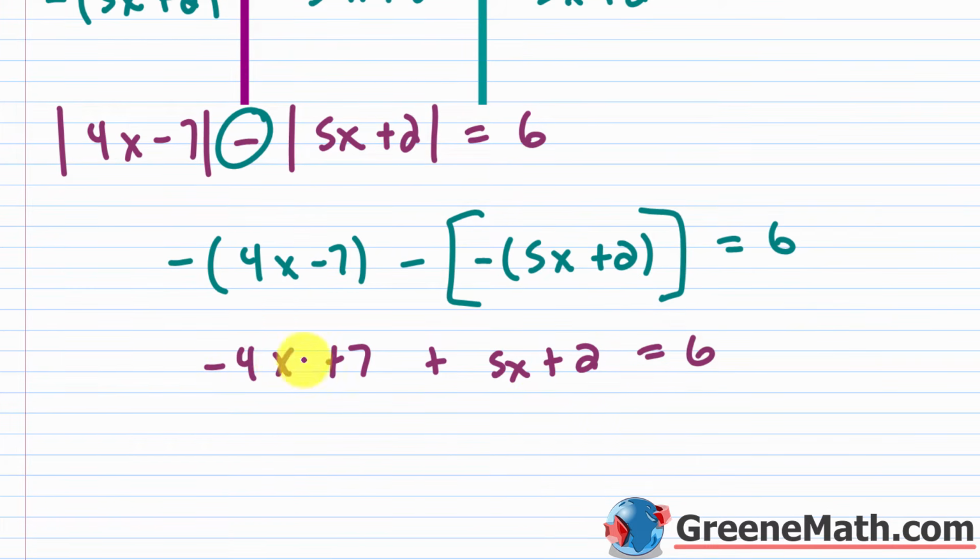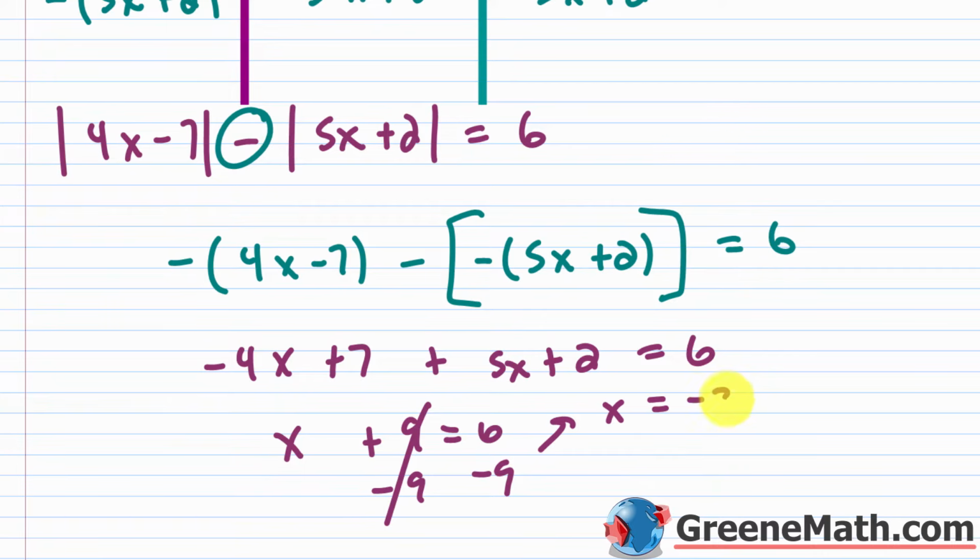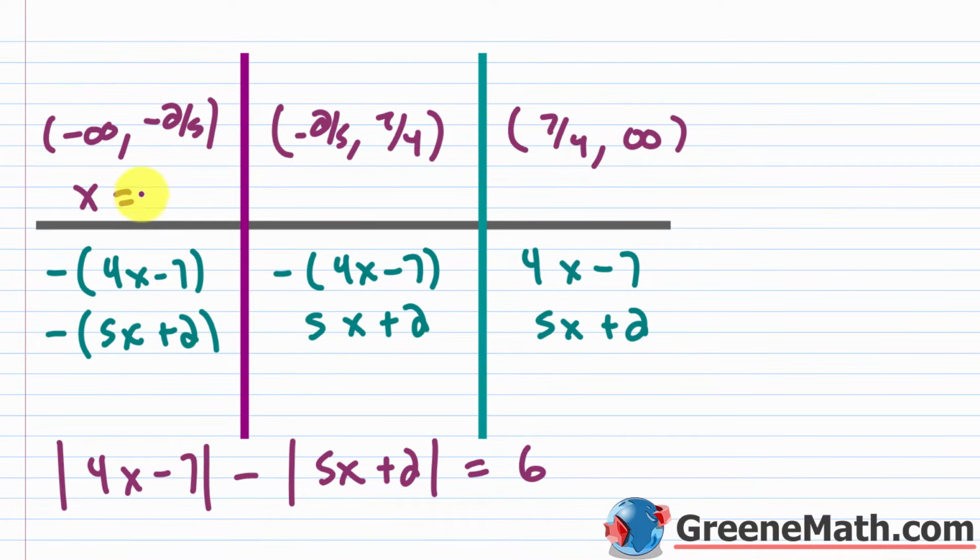Okay, so negative 4x plus 5x is just x, and then 7 plus 2 is 9, so plus 9, and this equals 6. Let's subtract 9 away from each side. We'll cancel this and say that x is equal to 6 minus 9, which is negative 3. So let's say x is equal to negative 3. Now, is that in this interval? Again, this is anything that's less than negative 2/5, and negative 3 would be in that interval, so we can accept this solution.